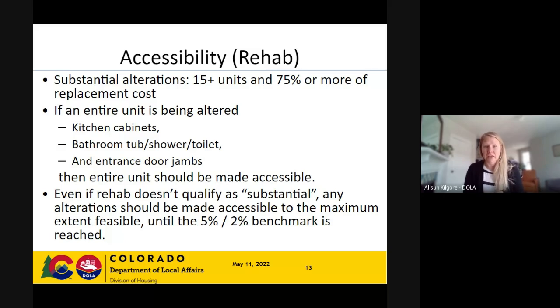So that would be the 5% and 2% for mobility and vision, hearing. And if you're doing unit alterations or the project involves fewer than 15 units, or the cost of alterations is less than that 75% replacement cost, but you're overhauling kitchen cabinets, bathroom, tub, shower, toilet, and entrance door jambs, then the more stringent 5% and 2% do apply. And if the rehab doesn't qualify as either of those, you're just doing a more minor rehab and it doesn't qualify as substantial under either of those, then alterations should be made to the maximum extent feasible until that benchmark is met.